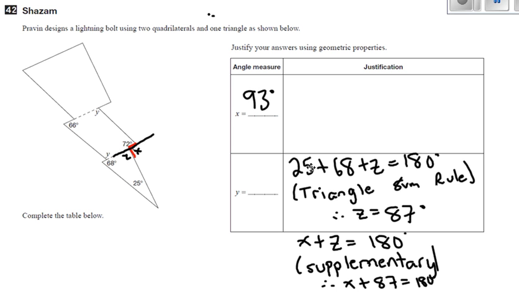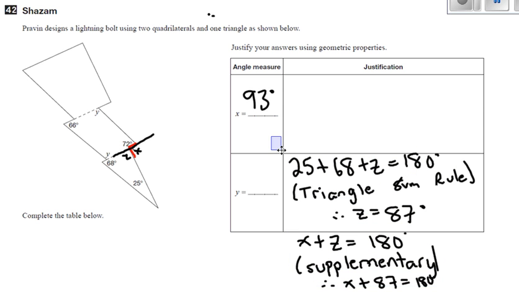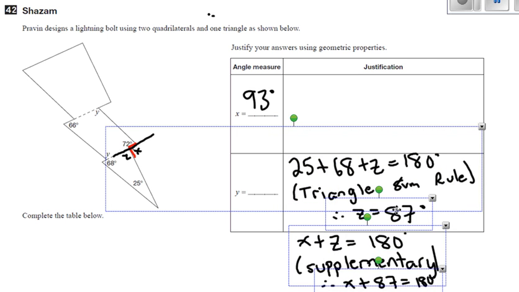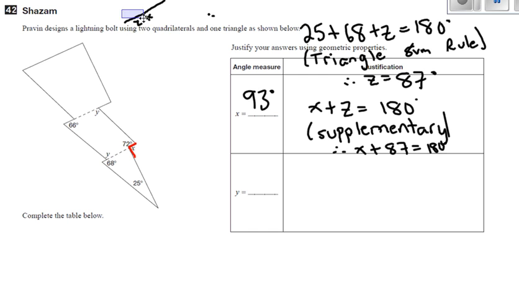So all of this is my justification for X. So let's see if I can move it up without too much pain. That's all right. Except for this came with it. Oh well. So that's how you find X.